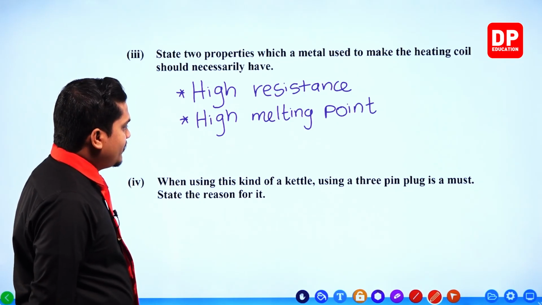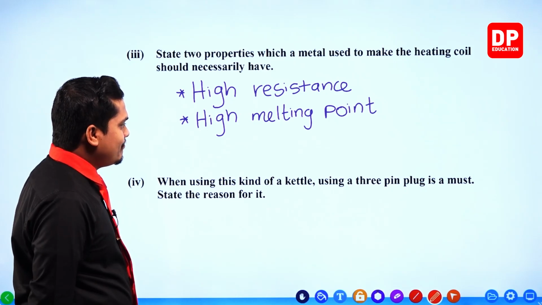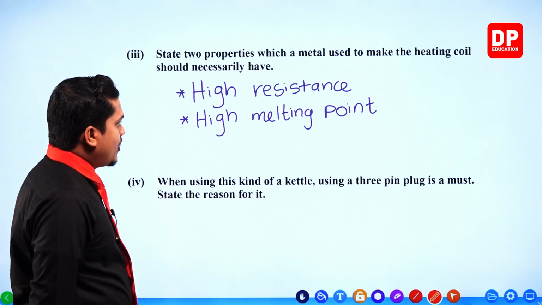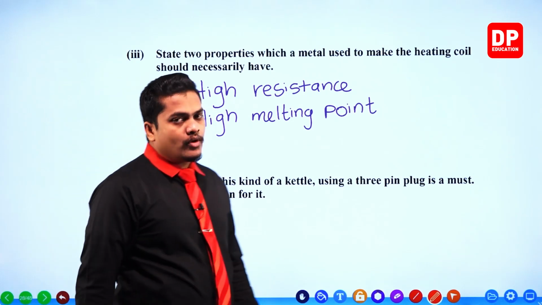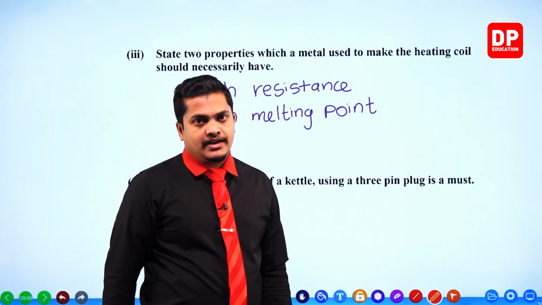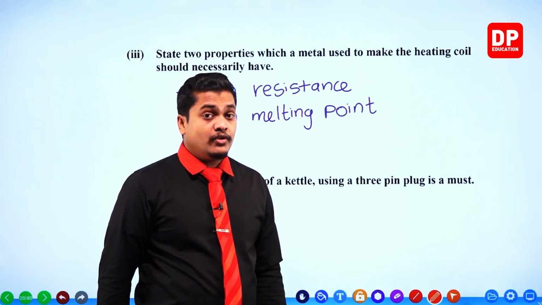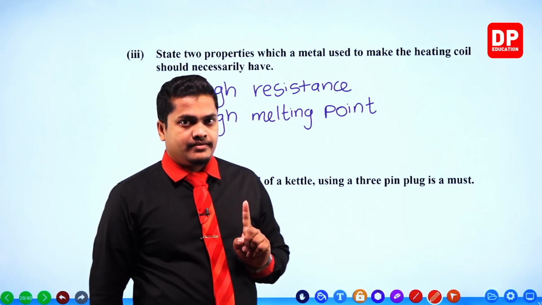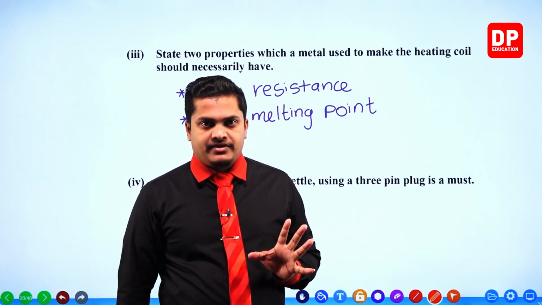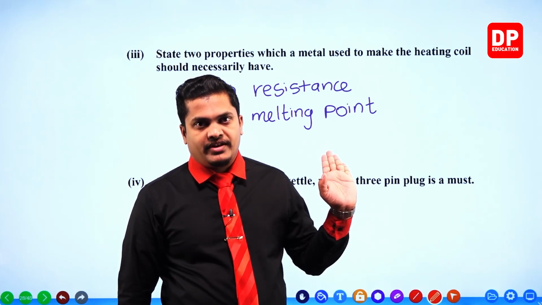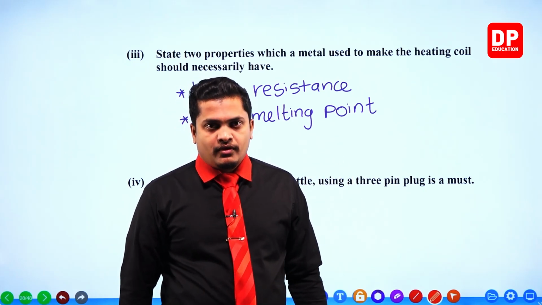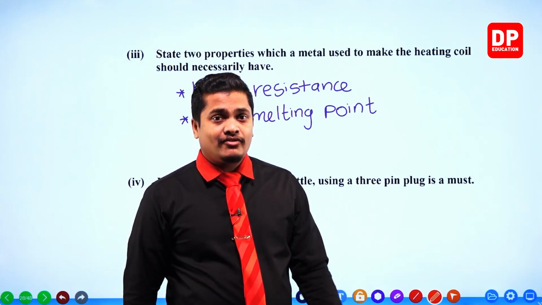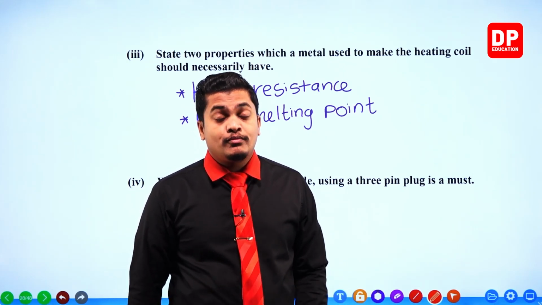When using this kind of kettle, using a 3-pin plug is a must. State the reason for it. Now, it's quite important to use 3-pin plugs for these kinds of instruments, especially for heating equipments, my dear children. First and foremost, it draws a large amount of electricity because their resistance is going to be very high. As it draws a large amount of electricity, the tendency of leaking electric current into a different surface is going to be also high.